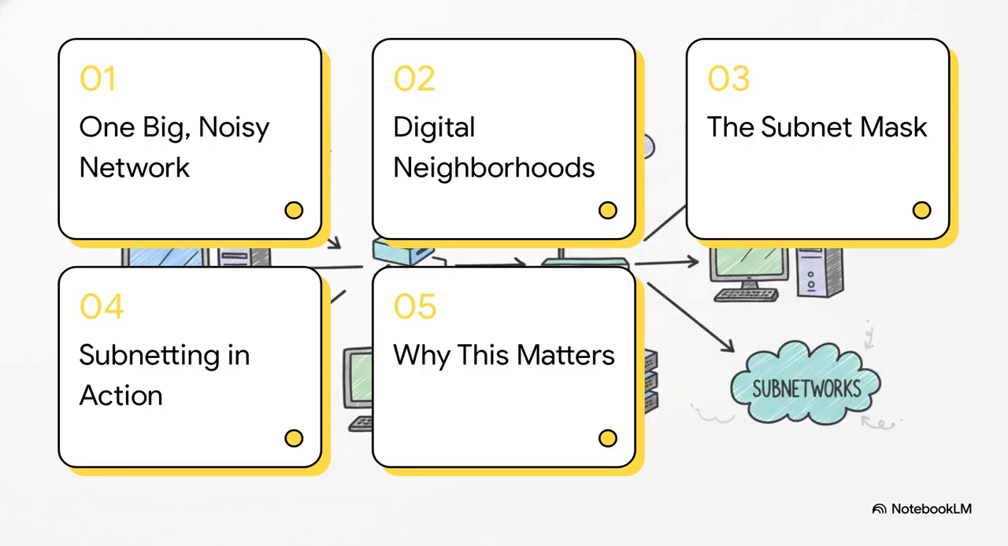Here's how we're going to do it. First, we'll look at the problem, what a single, noisy network actually looks like. Then, we'll introduce subnetting as the hero of our story. We'll get to know its essential tool, the subnet mask. Then we'll actually walk through a real example together. And finally, we'll wrap it all up with why this matters so much.